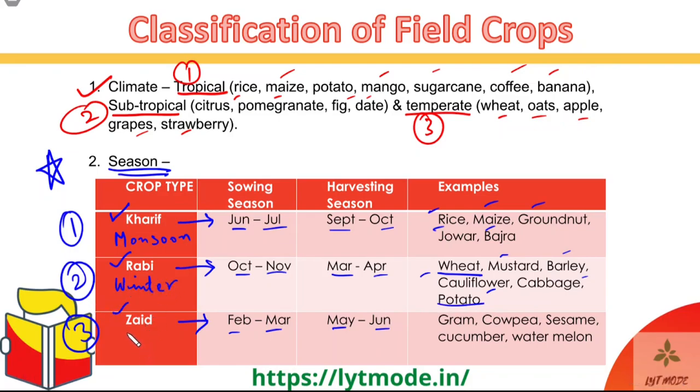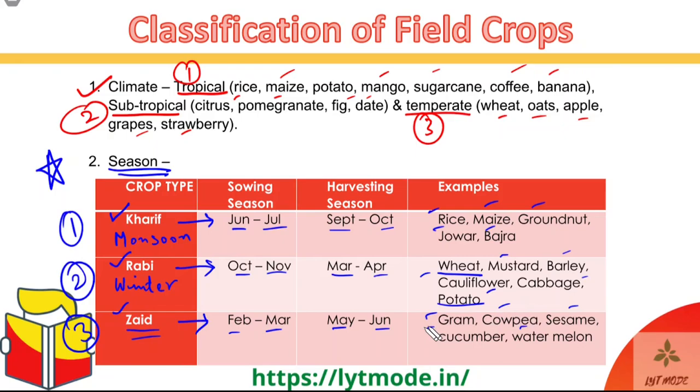And then there's the Zaid, the third kind of crops, which are gram, cowpea, sesame, cucumber, watermelon. So basically, cucumber, watermelon, all of these come under cucurbits, and gourds also come under cucurbits. So cucurbits are grown in the Zaid season, and then there is gram, cowpea and all, and sesame as well. So all of these are also grown in Zaid.